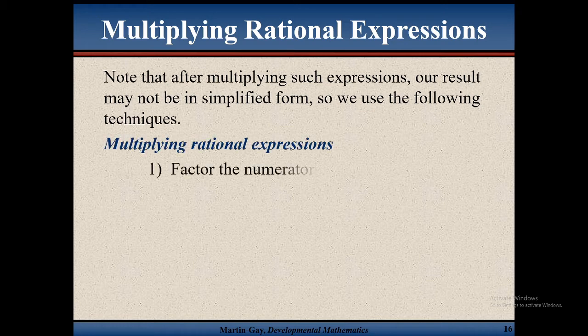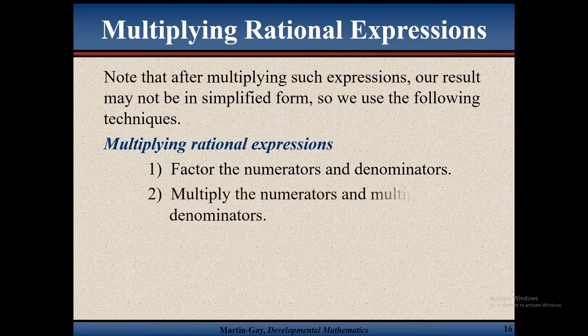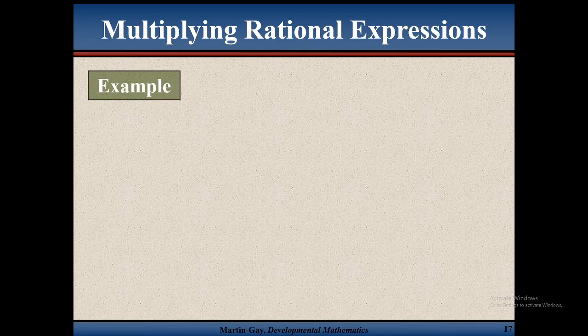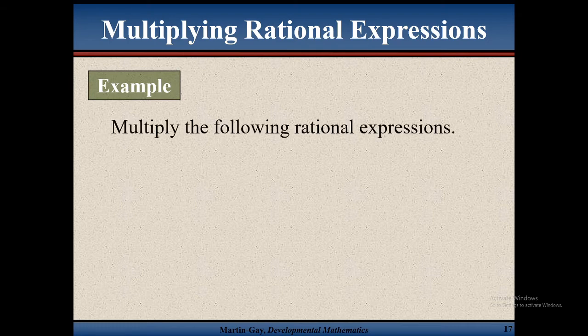Multiplying rational expressions. Number 1: you factor out the numerators and denominators first. Then, multiply the numerators and multiply the denominators. Then, simplify or write the product in lowest terms by applying the fundamental principle to common factors. To further understand, let's have an example.